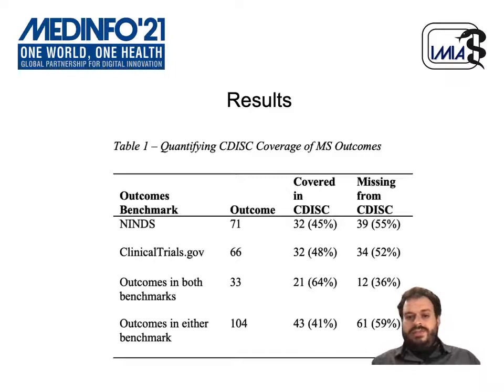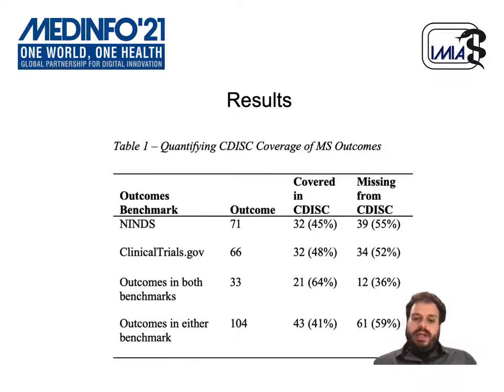So we did this, and these are the results. For the NINDS outcomes, 71 outcomes. The ones that were covered in CDISC, included in the CDISC terminology, were 32. The ones that were missing were 39. So 55% of the NINDS cataloged outcomes were not present in the CDISC terminology. For clinicaltrials.gov outcomes, our benchmark included 66 outcomes. 32 of them were covered in CDISC. 34 were missing from CDISC.